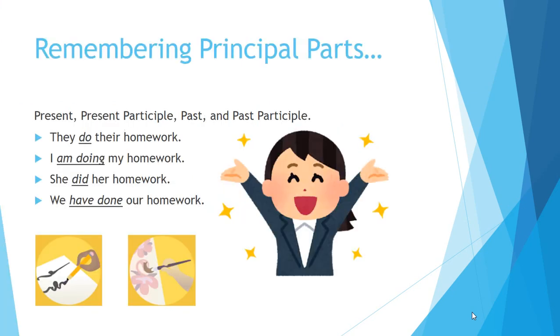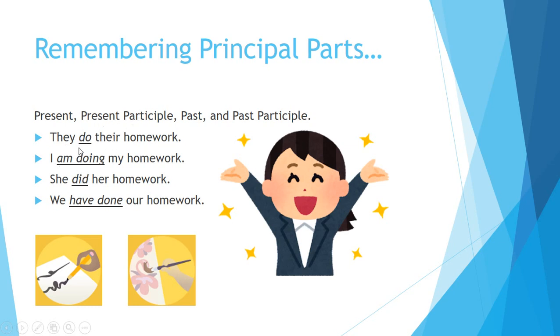Let's remember what we said in the last video. We said that we have four principal parts: present, present participle, past, and past participle. The present is just the base form of the verb. Well, it depends on the subject, because for do, if we conjugate it with the third person singular, it is going to be does, but it is just a present conjugation.